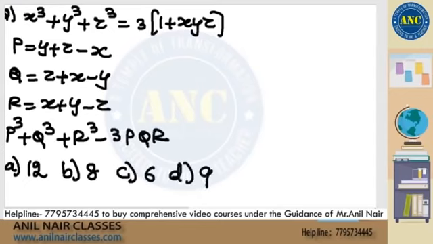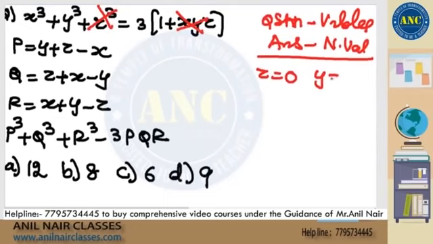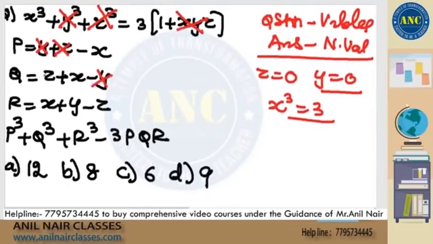Again, if you see, question contains variables. All variables are there. Answer contains numerical values. Substitute. Put z value 0. This is out, this is out. Put y value 0. So, this is also out. So, x cube equivalent to 3. Put y and z 0. So, this will be p cube.